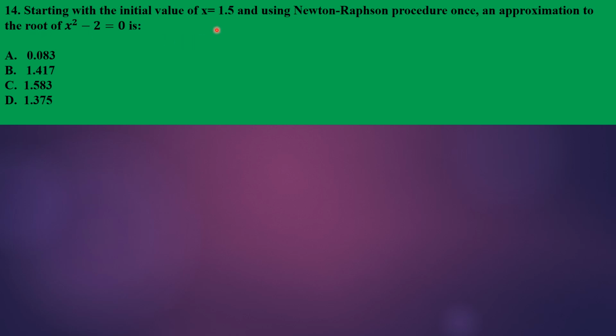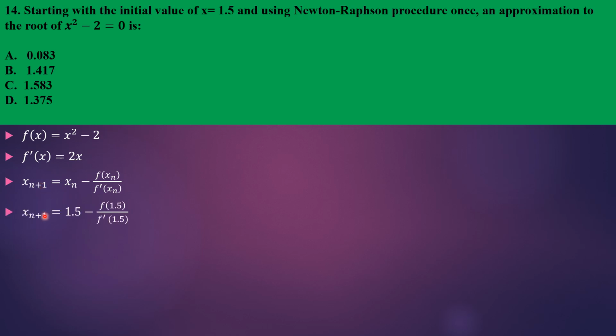Starting with the initial value of x equals 1.5, using the Newton-Raphson procedure once, an approximation to the root of this equals 0 is. Alright, so f of x is that. So f prime of x, we actually have to find that. x n plus 1 is equal to x n minus f of x n over f prime of x n. Of course, that's the Newton-Raphson iteration. So how do we get the first approximation? You actually have x n plus 1 to be the original approximation, which is 1.5, minus f of 1.5 divided by f prime of 1.5. So we have to find f of 1.5 and f prime of 1.5.